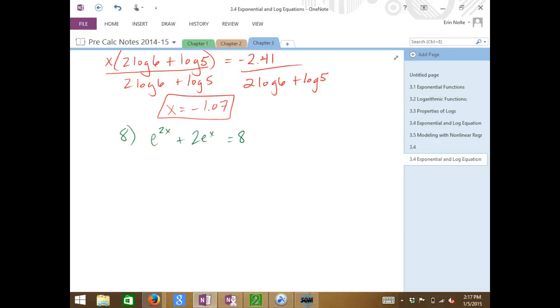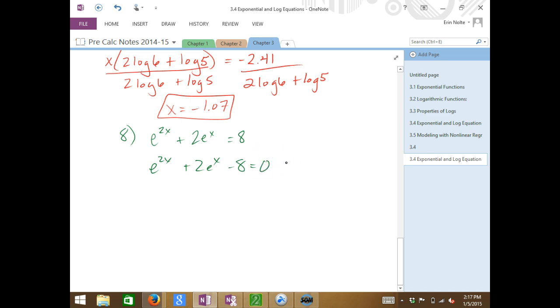Okay, so the last thing they're going to ask you to do is to solve by factoring. Okay, so anytime you're factoring, what do you always want it to be set equal to? 0. So the first thing I'm going to do is set it equal to 0. So I'm going to subtract the 8.